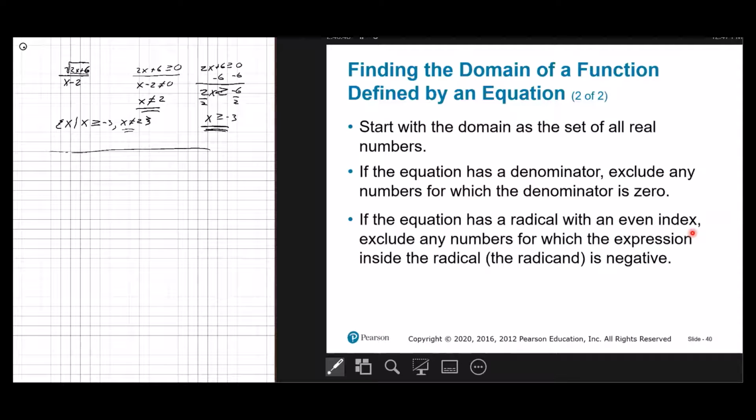All radicals have an index number. This symbol without the index number is square root, so its index is 2, which is an even number. When we talk about the cube root, that index number is 3. So the index number is what root are we taking?